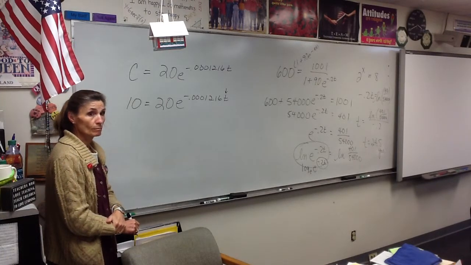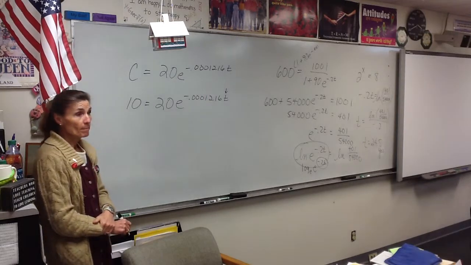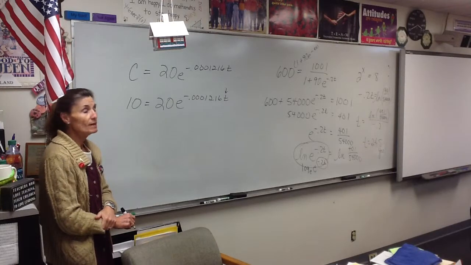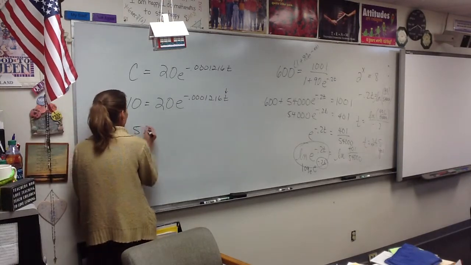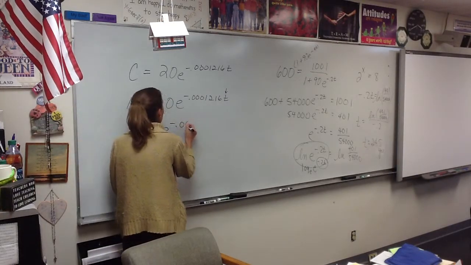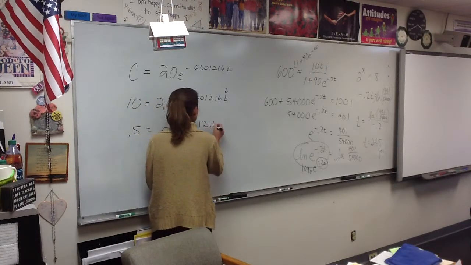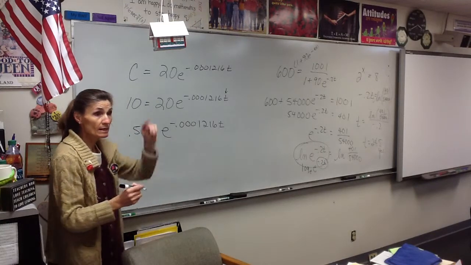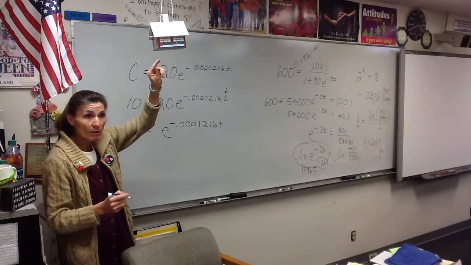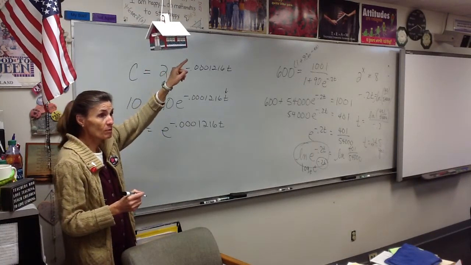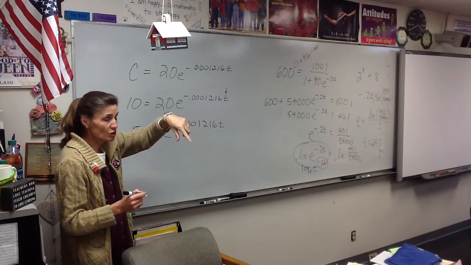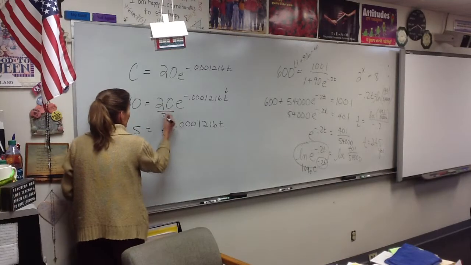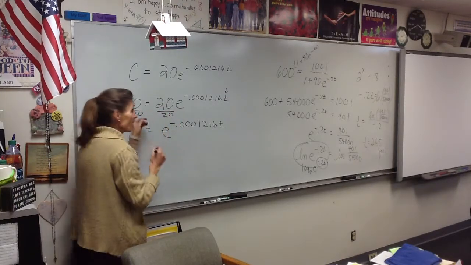Would you put ln to both sides? Not yet. There's something I have to do before I take the logarithm of both sides. Divide by 20. Now, I am definitely going to take the logarithm of both sides because where's my variable? In the exponent. And when my variable is in the exponent, I'm going to use logarithms eventually. But I'm not going to use logarithms until I divide by this number.